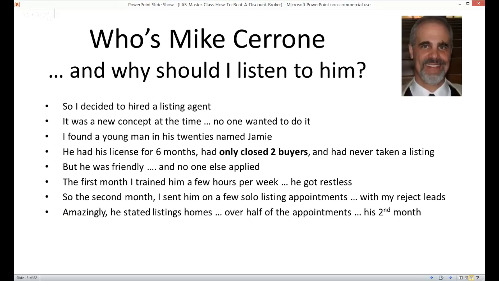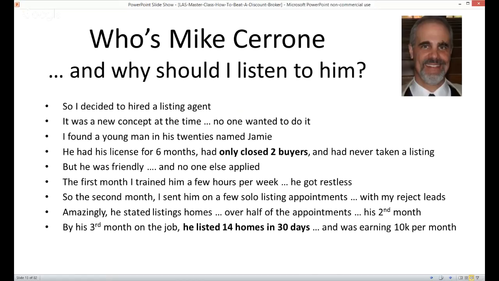Well, amazingly, he started listing homes. He listed over half the appointments he went on, and this was in his second month. It was pretty incredible. He was just modeling the information that I had given him, and not very well, right? I hadn't given him a lot of training, and yet he still had amazing results. By his third month on the job, just the very next month, he listed 14 homes in 30 days and was earning 10K per month.